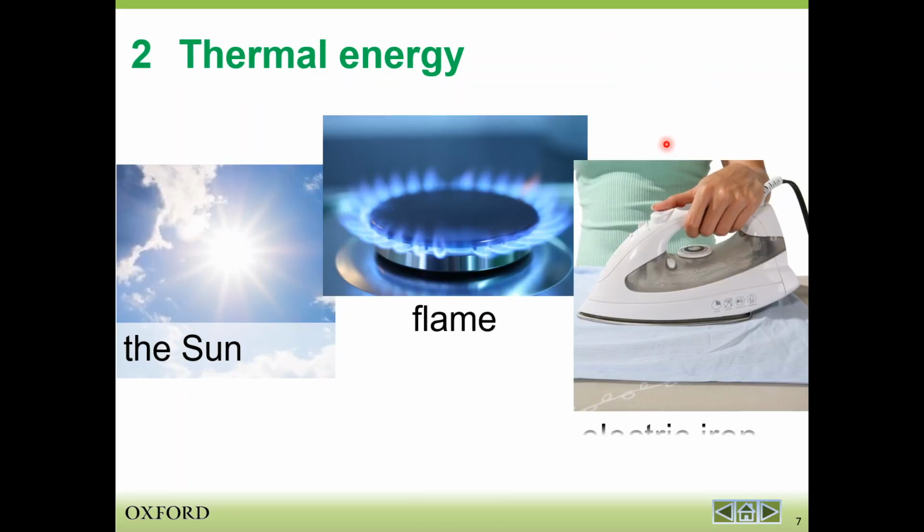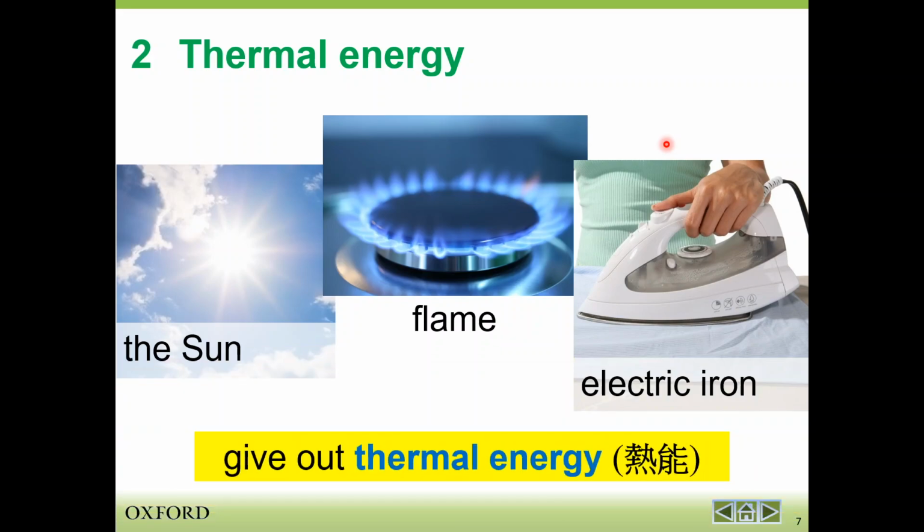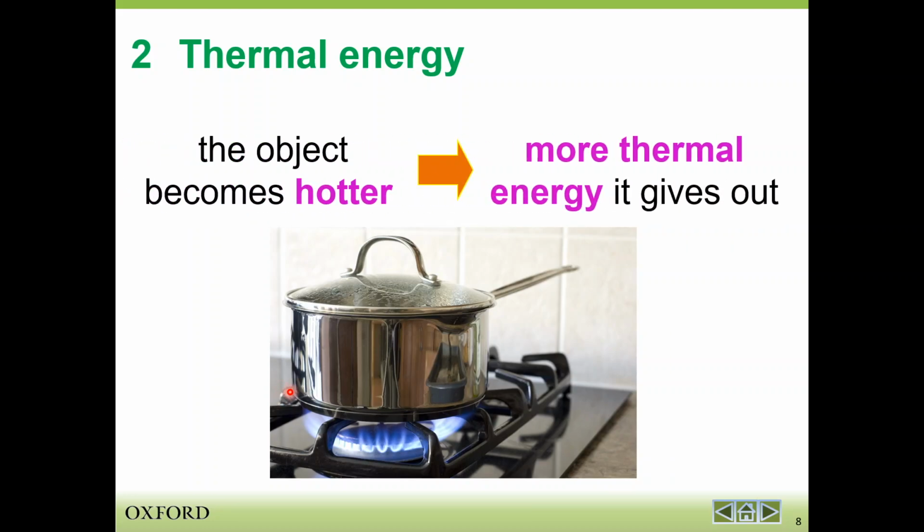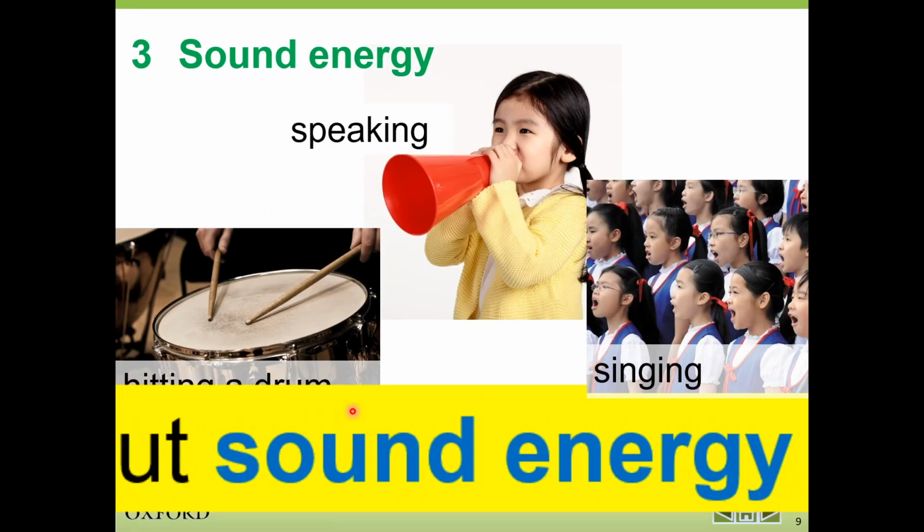The second form is thermal energy. The examples are the sun, a flame, and an electric iron. They all give out thermal energy. For example, the pot and the fire here: the hotter the flame, the more thermal energy is given out.